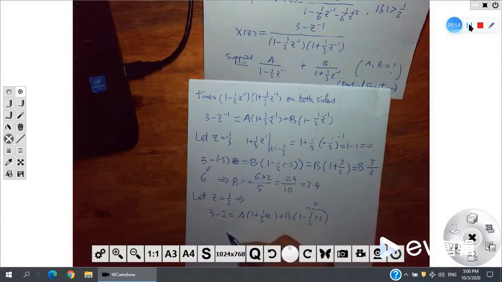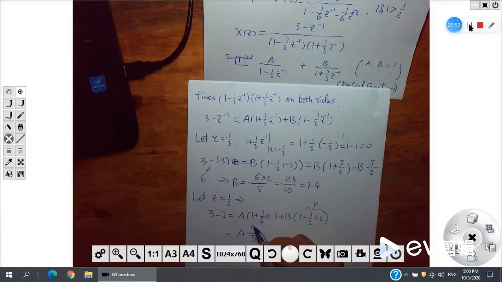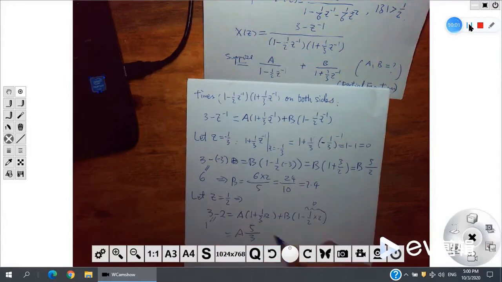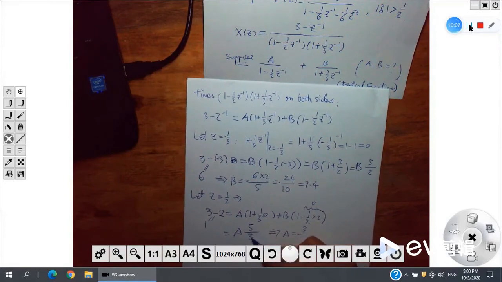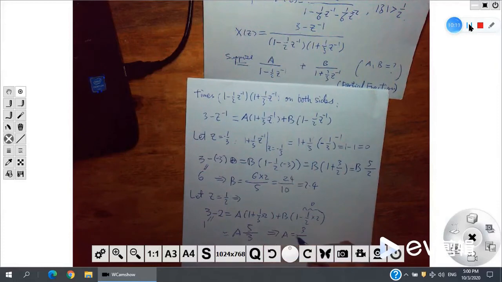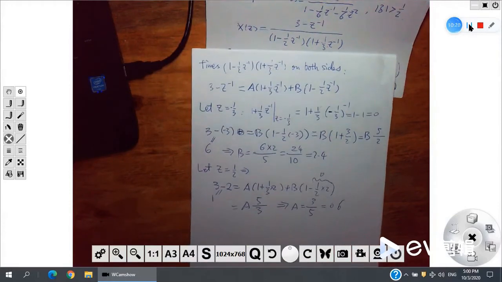Okay, I get a times 5 over 3, this is 1. So a times 5 over 3 equal to 1. So a is 3 over 5, that's 0.6. Alright. So we can get a and b this way.